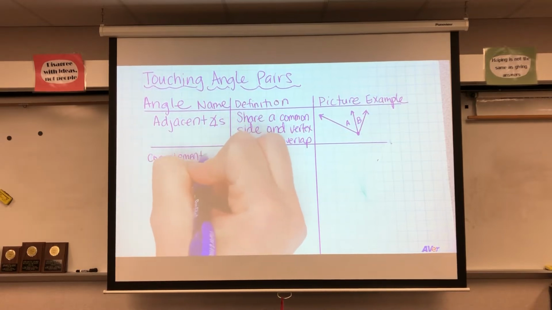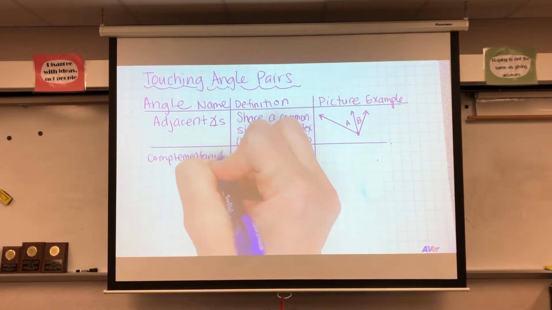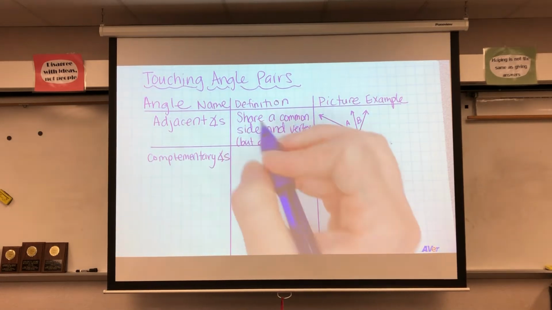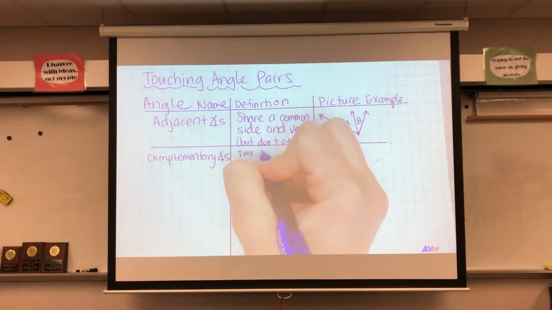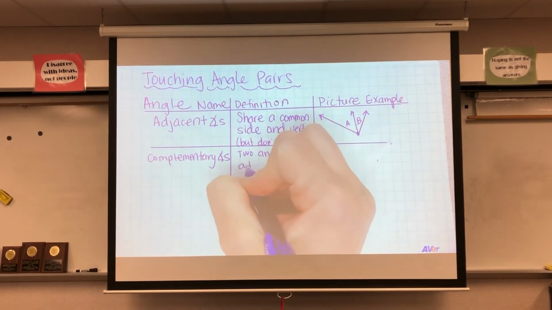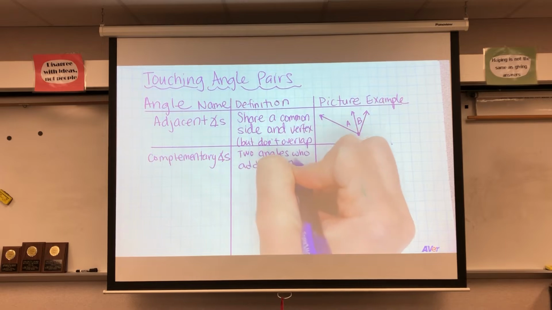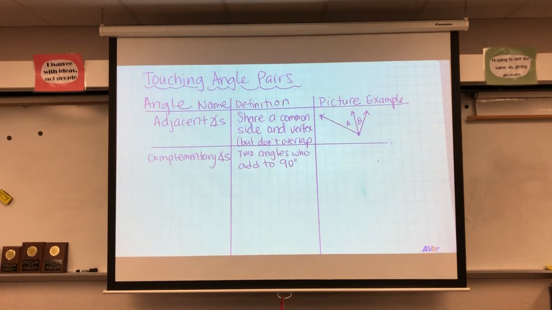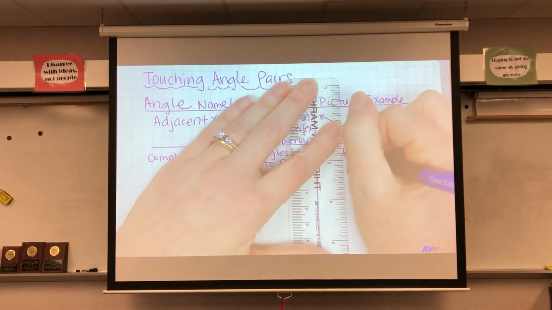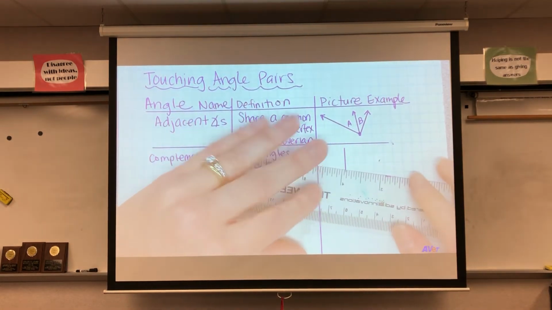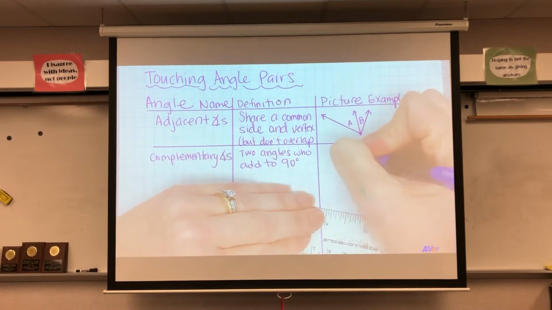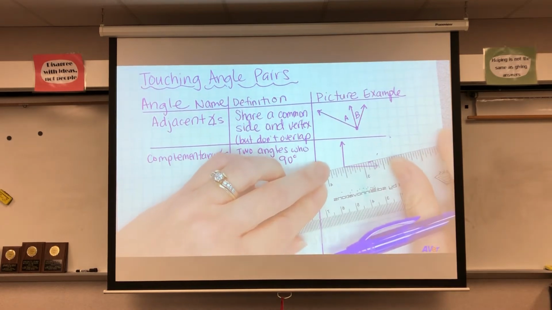Complementary angles aren't just very polite complementing angles. By definition, they are two angles who add to 90 degrees. So when I think about it, I think about that right angle. I think about that little thing we did in the corner, like when we did specifically Pythagorean theorem. And it can be of any size in the middle.